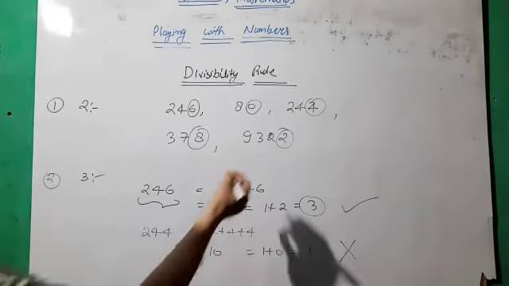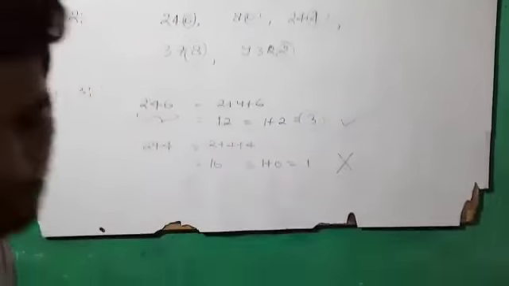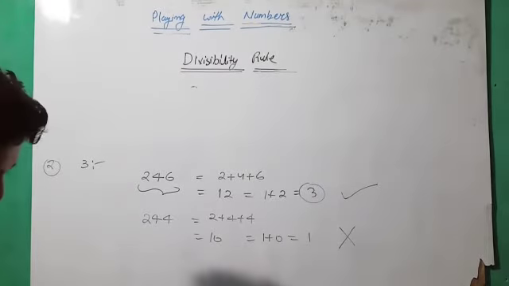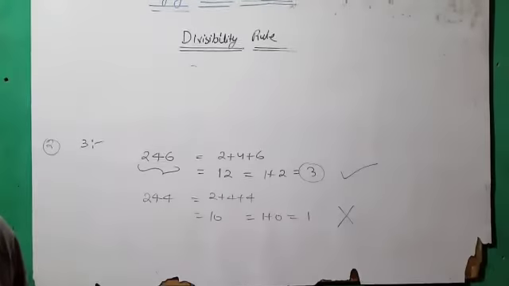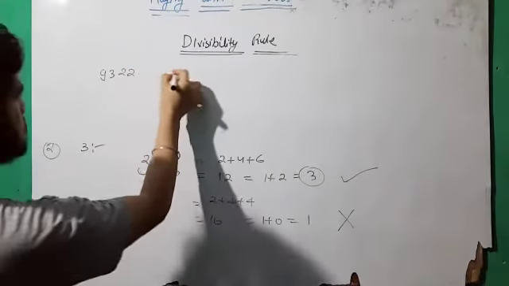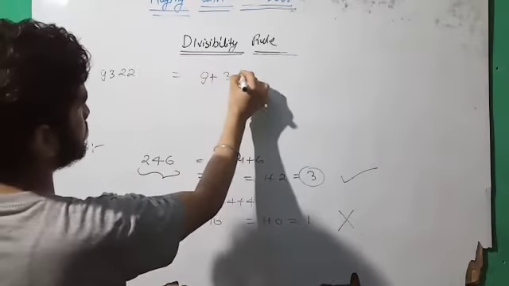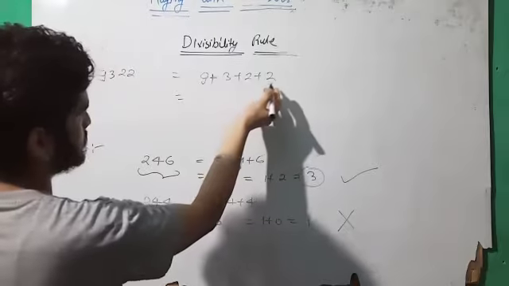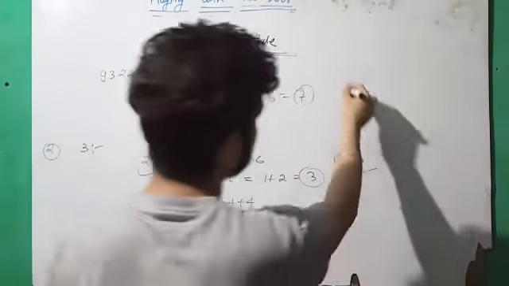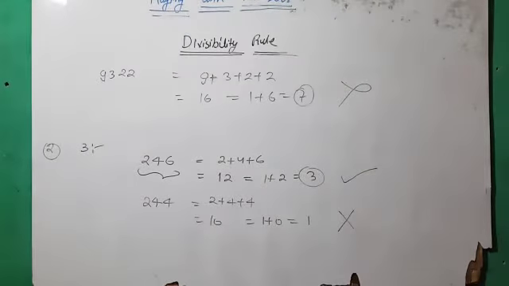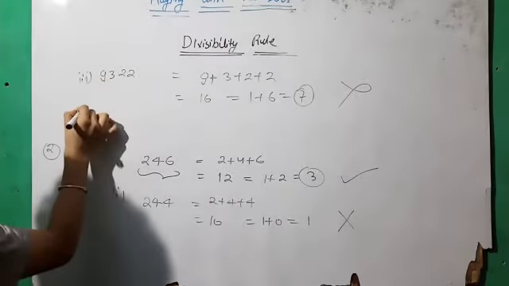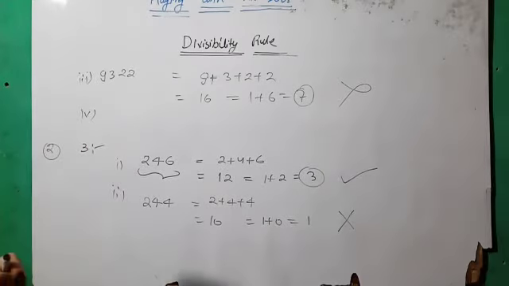Now the third one, we just have to check 9322. Just add all the digits. How much? 16. Then again add 1 plus 6, 7. 7 is not in the table of 3, so it is simply cancelled. Okay, so I think there is now clarity about the divisibility rule of 3.